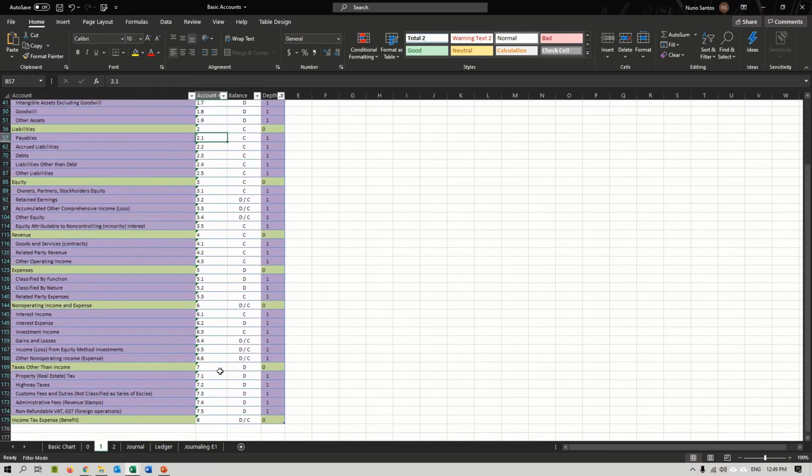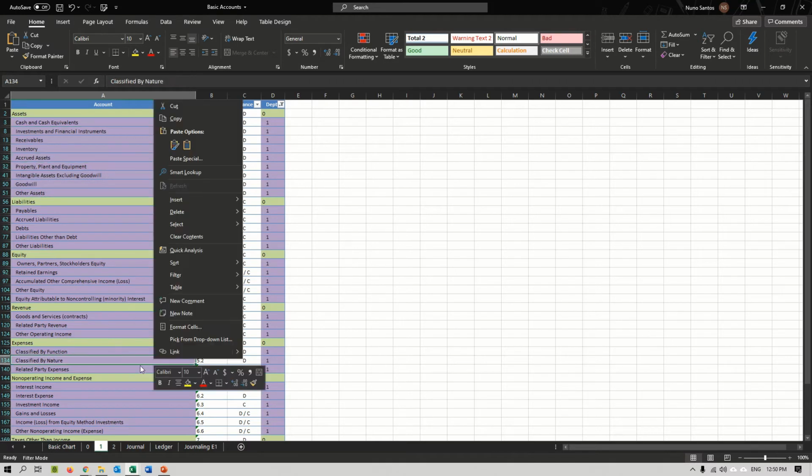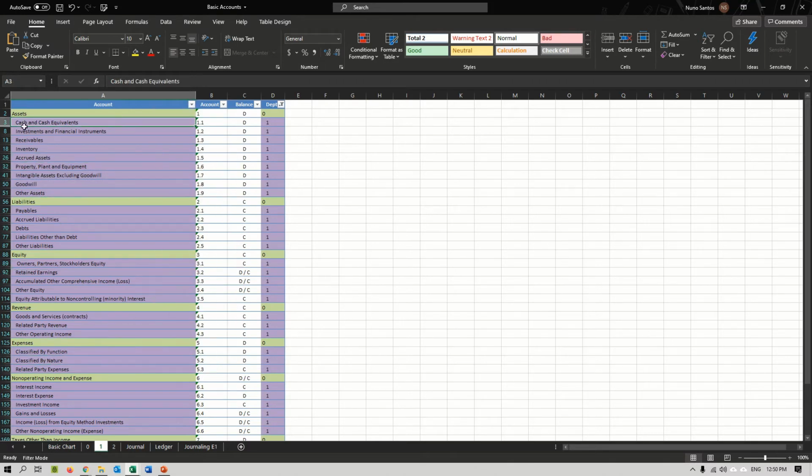Now, in level 1, I just expand this list, and basically now I show all the subcategories that belong to assets, all right? So here I have cash and cash equivalents, investments and financial instruments, receivables, inventory, accrued assets, property, intangible assets, goodwill, and other assets. Now, out of all of this, I know cash for sure will have to belong to this one. Why? Because it says there, cash and cash equivalents. So now I know that it will be account 1.1.